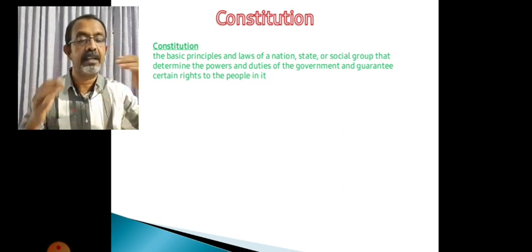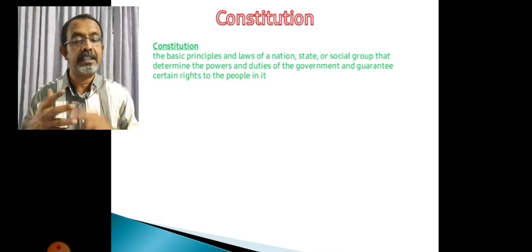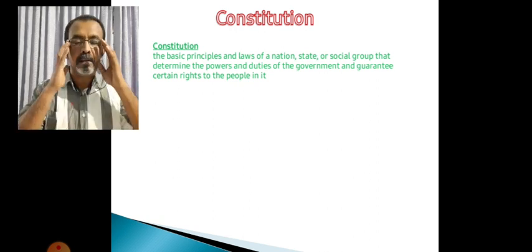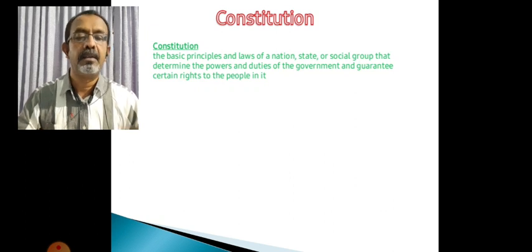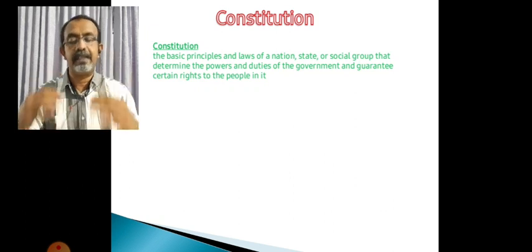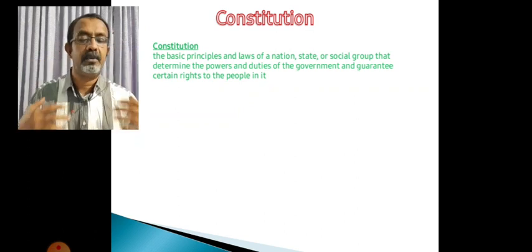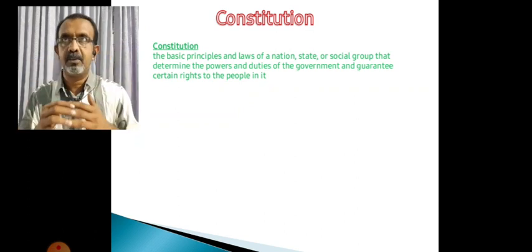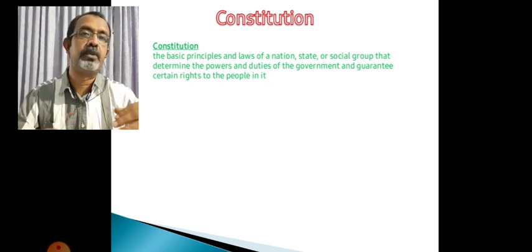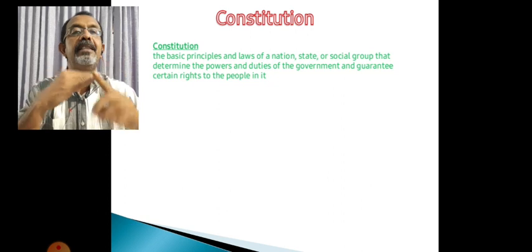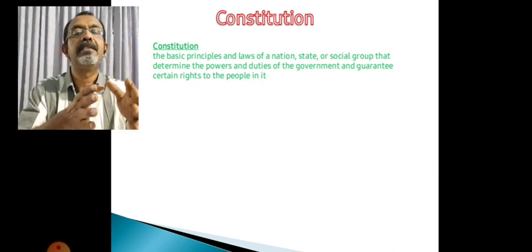So, again, let's break it into three parts. First part we said basic principles and laws of a state, nation, or a social group. Second part determines the powers and duties of the government. These basic laws and principles will decide what power the government has got. Or in other terms, the referee has a power, or as a player, what you can do. That is what determines the powers and duties of the government. What are the duties of the government? What are the powers of the government? What the government can do and what the government should do. Is it clear? So, these basic principles and laws of the nation determine the powers and duties of the government.